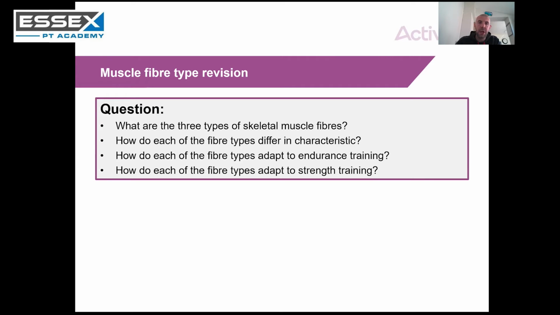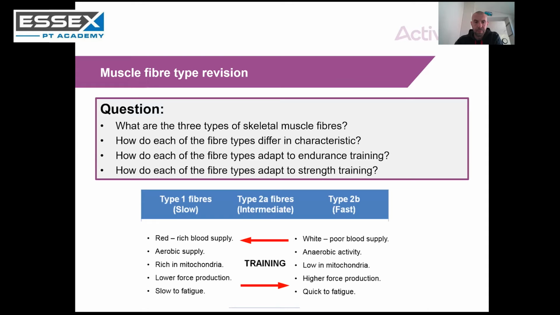So, muscle fiber type revision. What are the 3 types of skeletal muscle fibers? Again, I'd encourage you to get your manual out, read through your manual, find these in your manual and answer these questions. How do each of the fiber types differ in characteristic? How do each fiber type adapt to endurance training? And how do each fiber type adapt to strength training? Okay, so let's have a look at the answers.